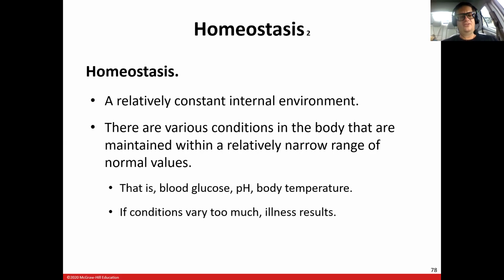So homeostasis, constant internal conditions. The examples the book is using are blood glucose, body pH, body temperature. Temperature is the example we used. If conditions vary too much, you get sick.